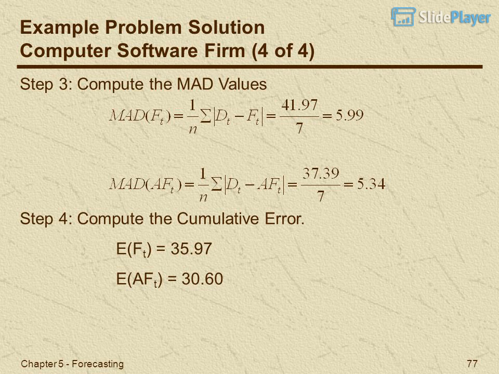Step 3. Compute the MAD values. Step 4. Compute the cumulative error. E for the exponential smoothing forecast equals 35.97. E for the adjusted exponential smoothing forecast equals 30.60.